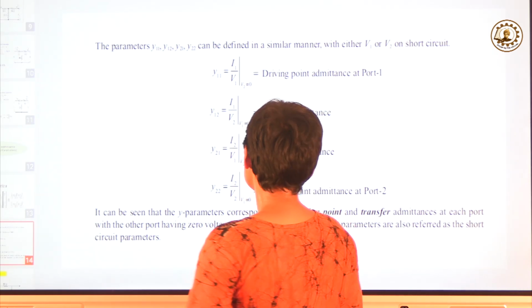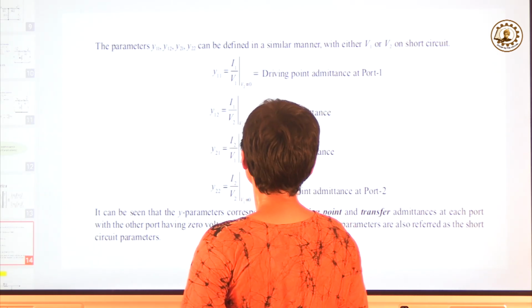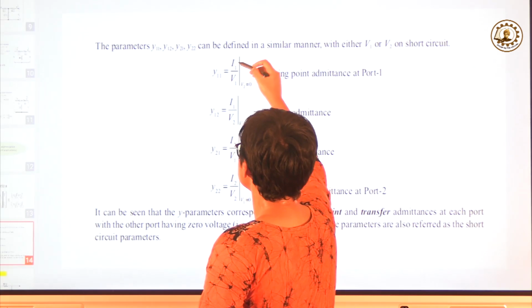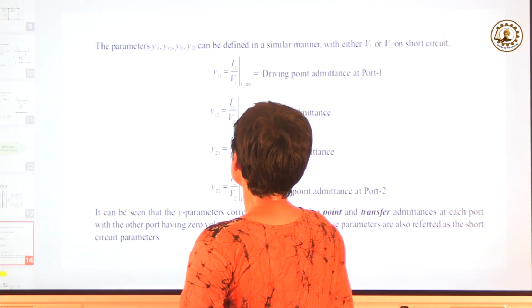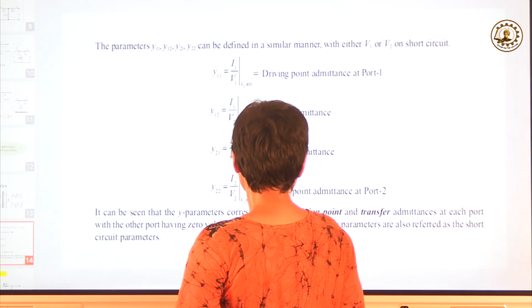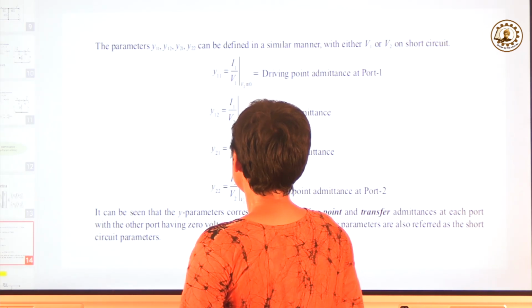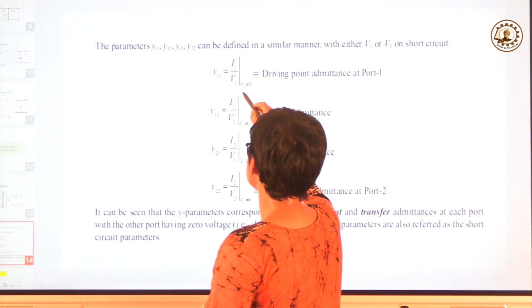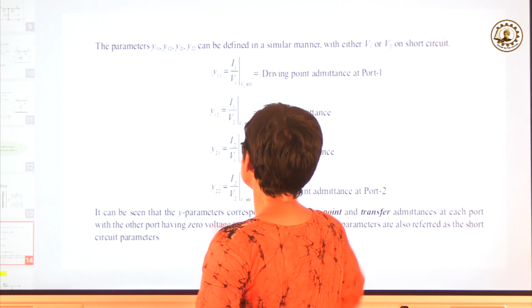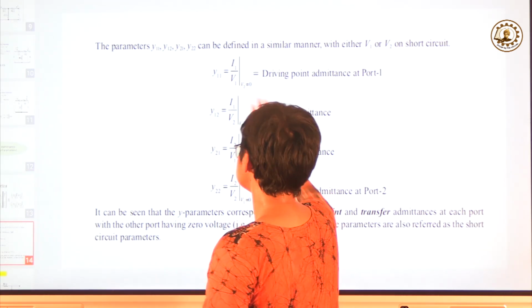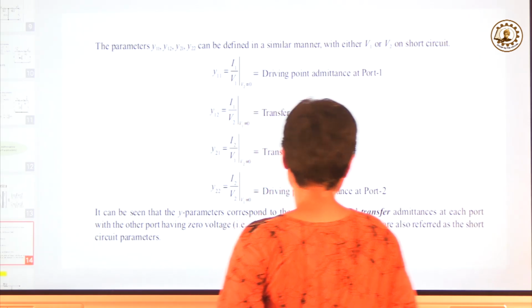And why are these called admittance parameters? Because the ratio is I by V, that is, the ratio between current and voltage. And why is it called short circuit? Because for all the four we have made voltage equals to 0, and voltage equals to 0 means short circuit.